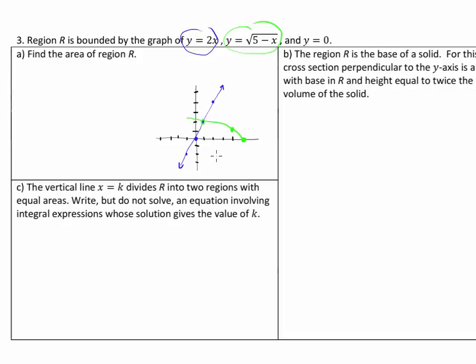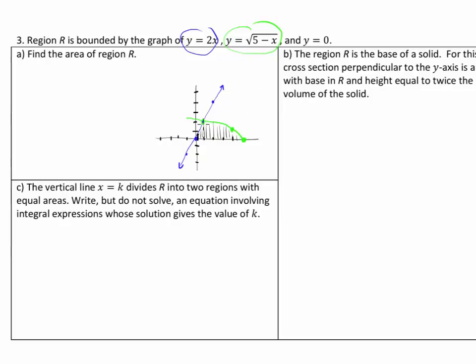Okay, I can't get any negative y values because it's a square root. So I'm looking at this region right here, it looks like. So let's see, find the area of region R. Okay, so we have a couple of options here. We could do it with respect to x, like so. Which I think I'm going to do, just because I'm lazy and I don't want to switch my equations around. But look at the downside to this.